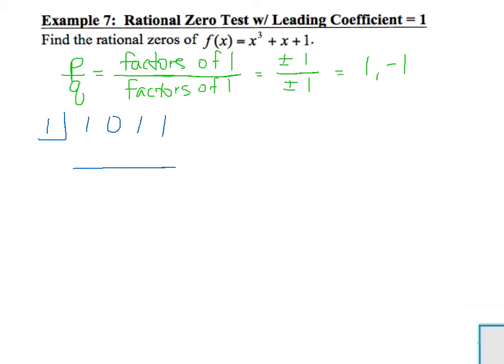So you bring down the first term. Bring down the 1. So that gives you a 1 on the bottom. 1 times 1 is 1. So 0 plus 1 is 1. 1 times 1 is 1. 1 plus 1 is 2. 1 times 2 is 2. And you have a remainder of 3. Well, if you get a remainder of 3, that means 1 is not a 0.